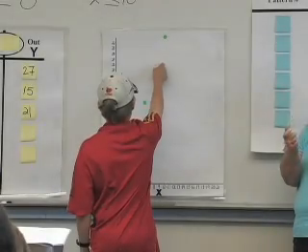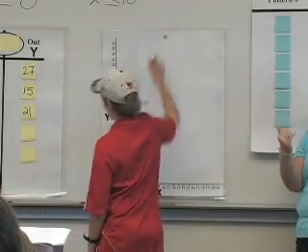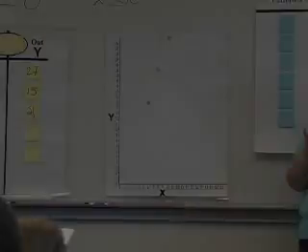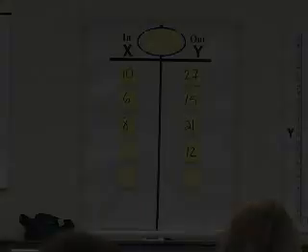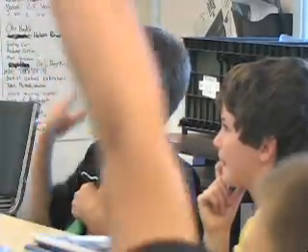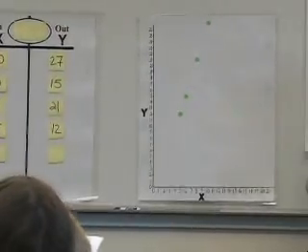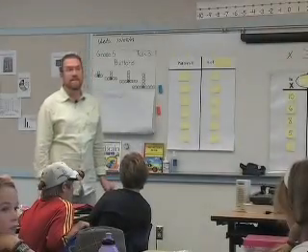Y value. Who thinks they have a y value that will work with my rule? Zach. 13. Wait. 13, yeah. Wait. 12. Yeah, 12. 12? Okay. 12. Let me see. 5 times 3 is 15. Minus 3. Someone come and plot this point. Very good.